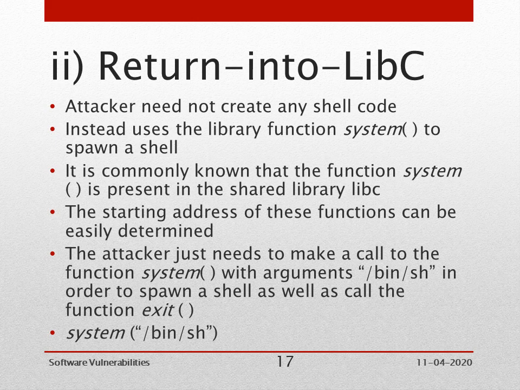We know that C has a rich set of library functions. The starting address of these functions can be easily determined by anyone. In order to spawn a shell, the attacker merely needs to call the function system with the argument /bin/sh. The attacker may also call the function exit so as to terminate the program in a normal way.